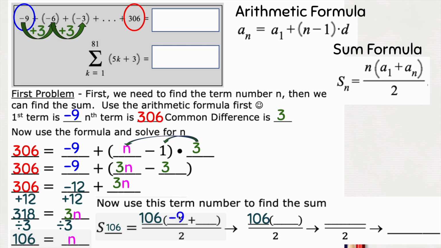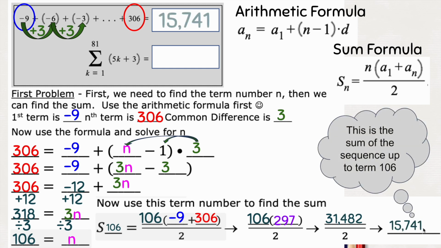So now I have my first term and the last term I'm going for there, and I'm going to divide all of that by 2. So 106, I'm going to add these together, because when I subtract 9, I get 297. I'm going to multiply on the top here. I'm going to get a nice big number for a moment, 31,482. And then when I divide by 2, I have 15,741. So this is the sum of the sequence up to term 106.